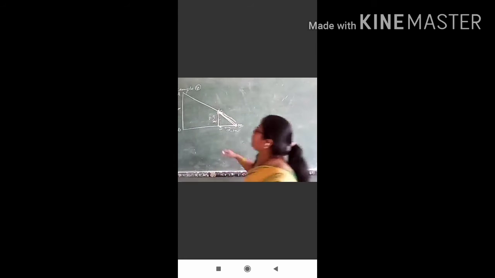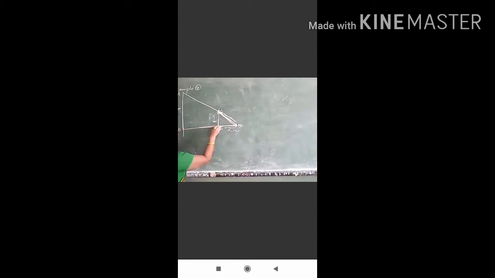So DE we need to find, but before that, we need to find BD, because this girl, after 4 seconds, has walked from B to D. This is the line we walked within the 4 seconds at a speed of 1.2 meter per second. How can you find it if the speed and the time are given? The speed is 1.2 meter per second and the time is 4 seconds. So the girl walked away in 4 seconds at a speed of 1.2 meter per second, from B to D.